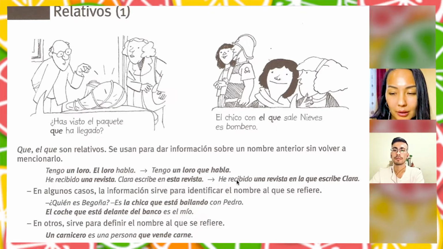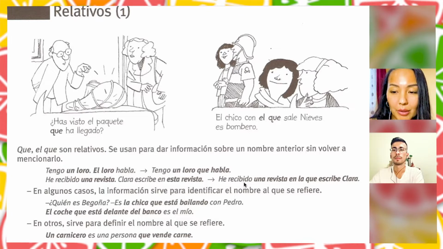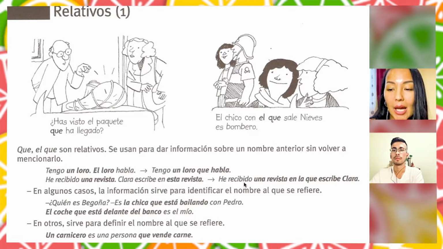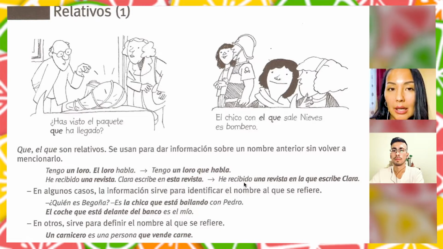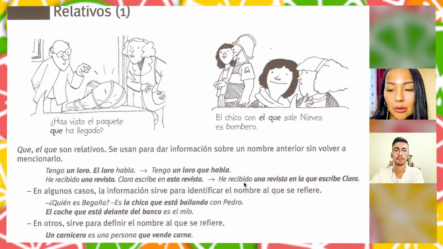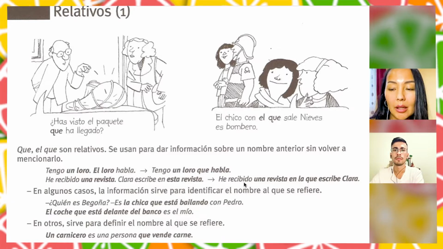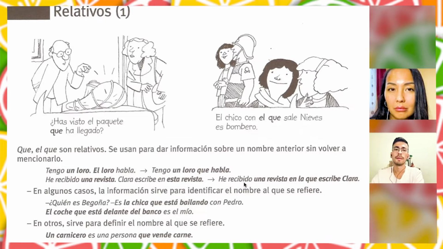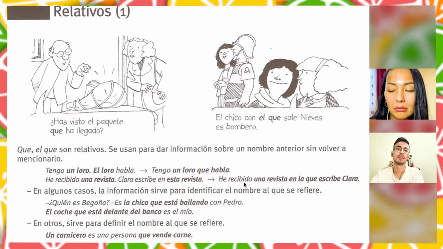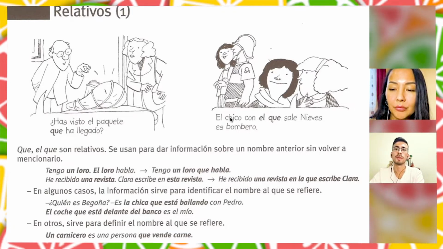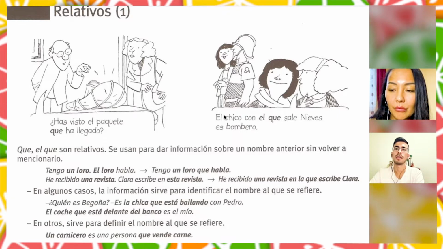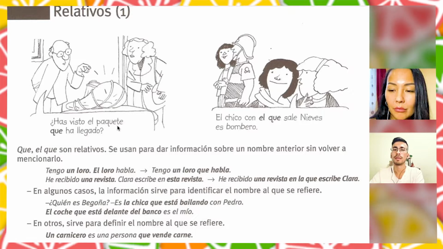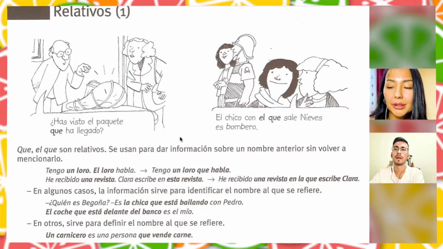I have a question. Why do we say, in this example, ¿has visto el paquete que ha llegado? We do not say el que ha llegado. Because we don't have previous information. For example, here we have information about a guy. Here we don't have anything. Not clear, sorry, still not clear.